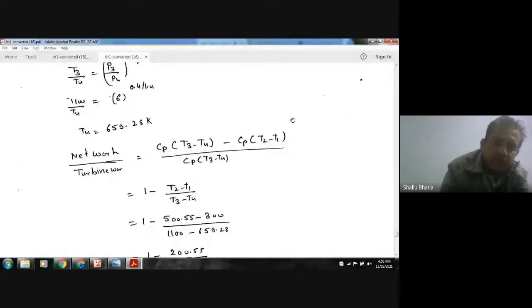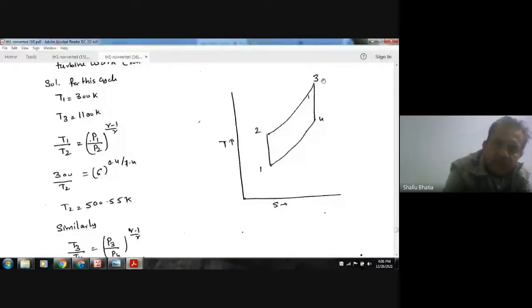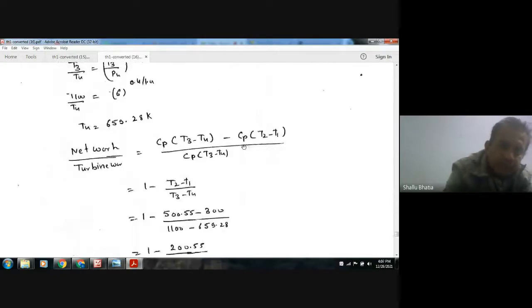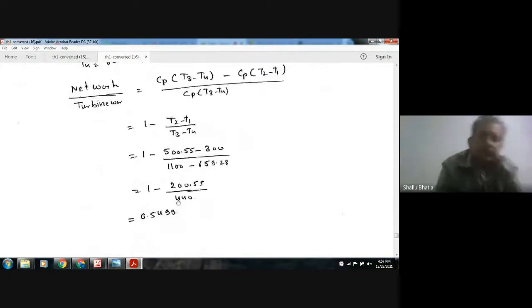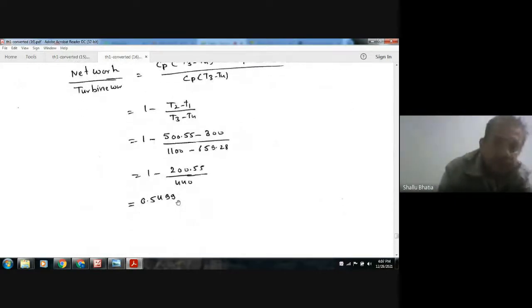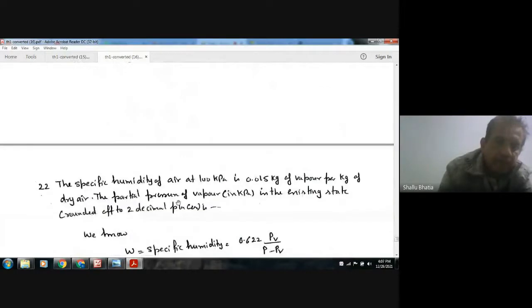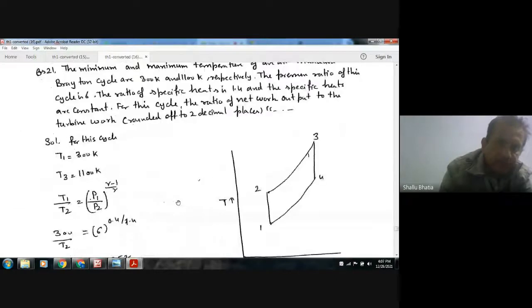Now we can calculate efficiency. The turbine work is Cp(T3 minus T4), minus compressor work Cp(T2 minus T1), and heat supply is Cp(T3 minus T2). So this is your work done and this is your heat supply. Putting the values, we have all the values. We get 0.4549, so the answer is 54.99 or 55%.